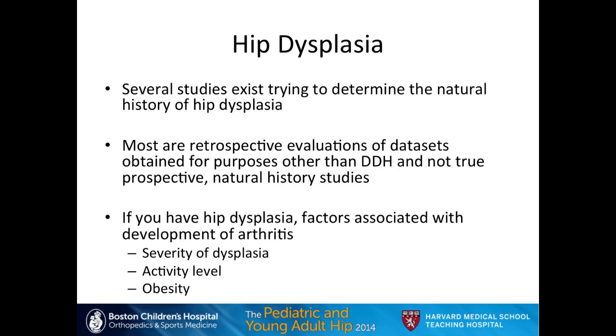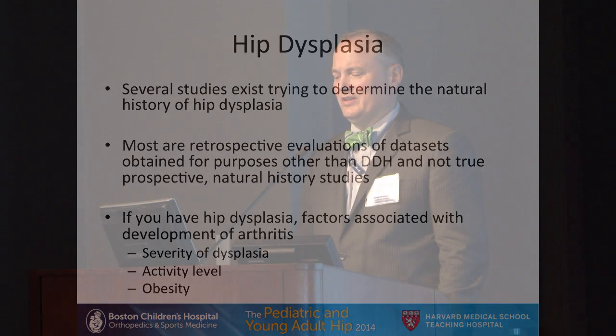So to answer that question, several studies exist trying to determine the natural history of hip dysplasia, and most are really retrospective evaluations of data sets obtained for the purpose other than DDH we talked about, and aren't really true prospective natural history studies, unfortunately. If you have hip dysplasia, though, the factors that have been associated with development of arthritis in some of these studies include those you see here.